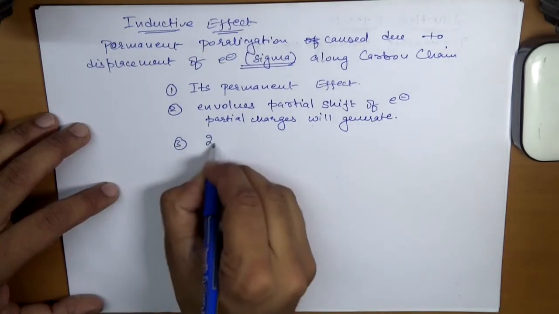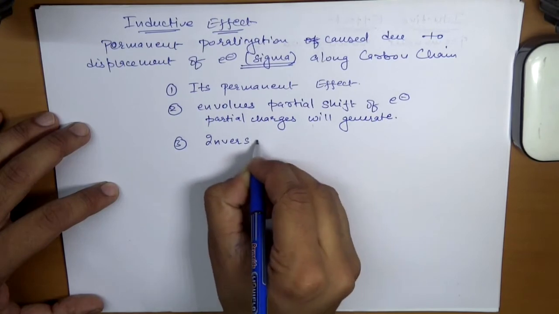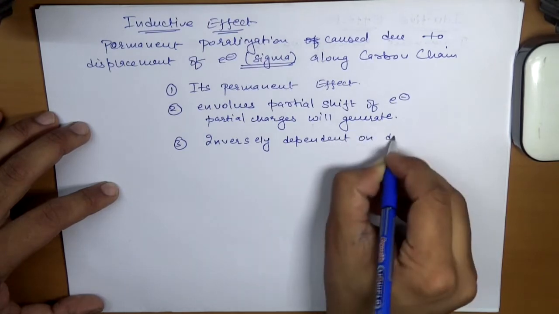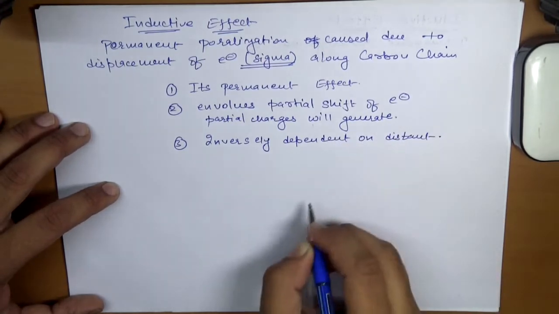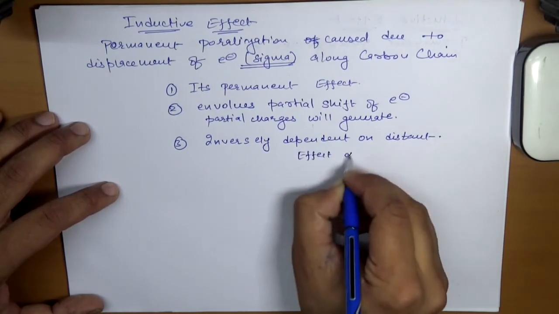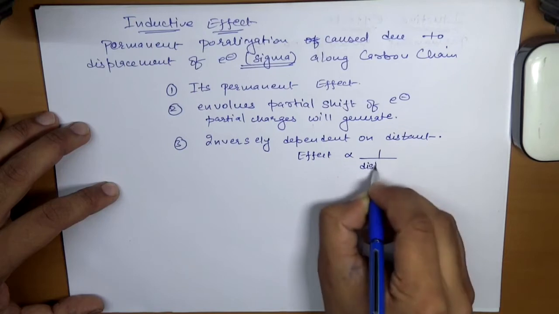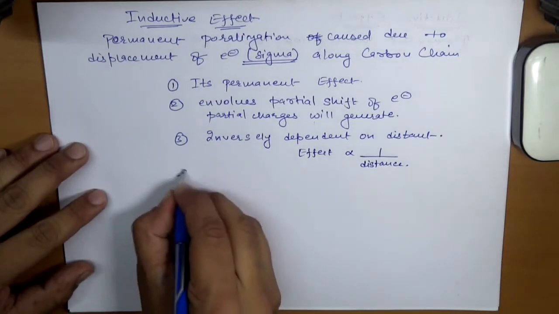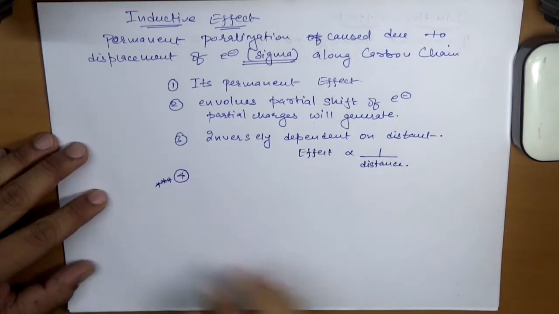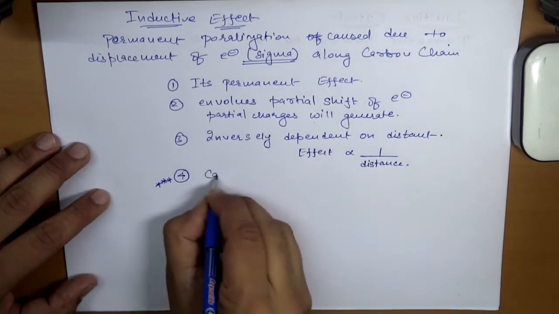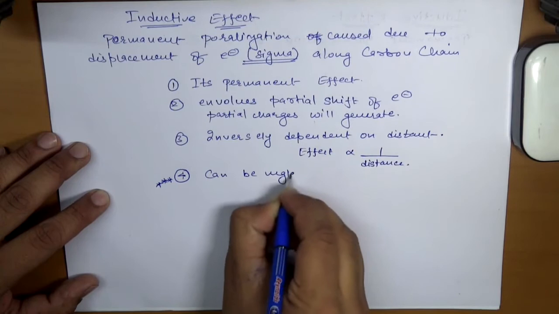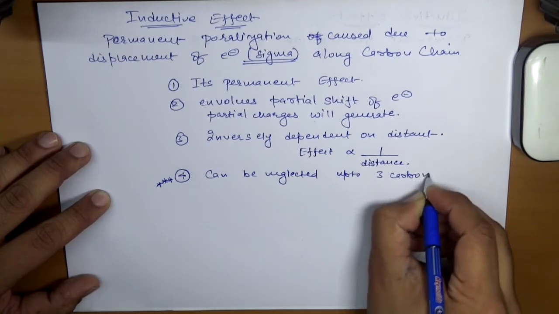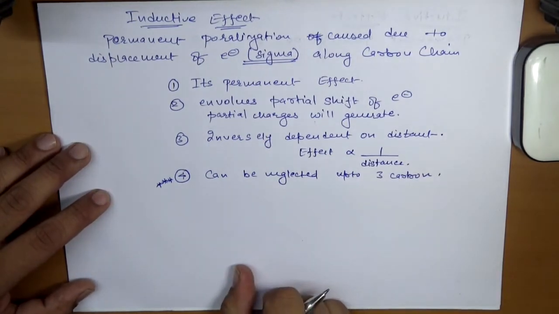And third, it is inversely dependent on distance. This effect increases as the distance decreases, and when the distance increases, this effect decreases. This is one of the most important points about the inductive effect, which many people don't know: it can be neglected up to the third carbon.